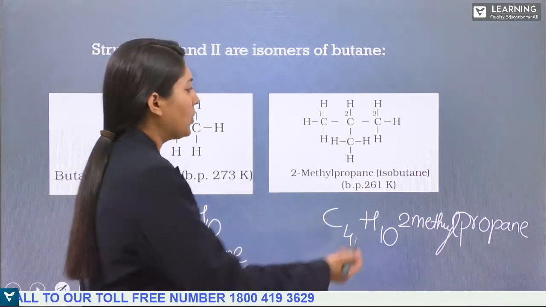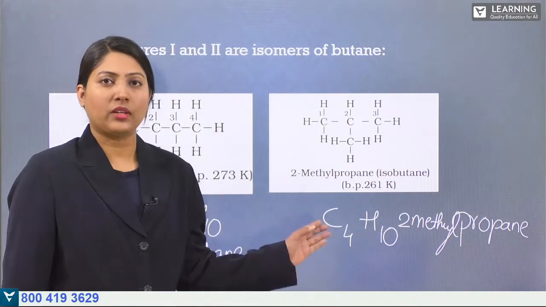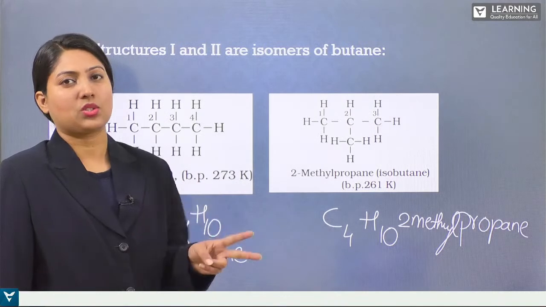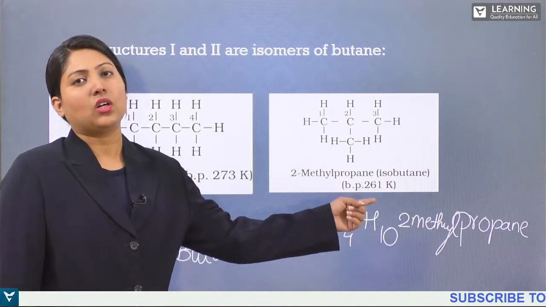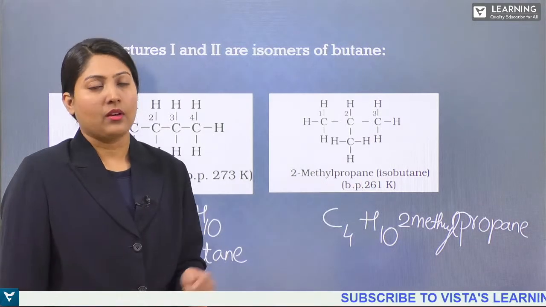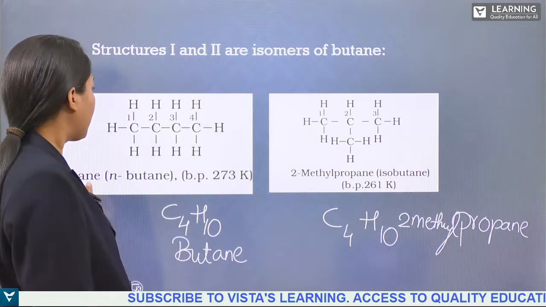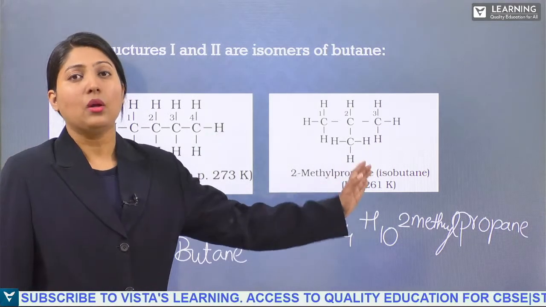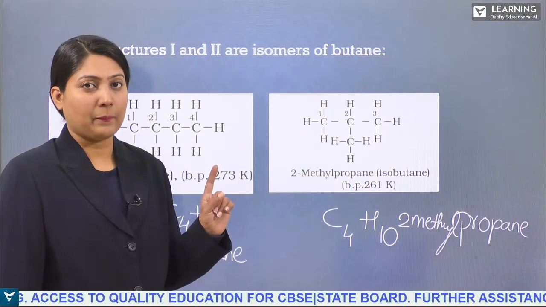In common name, you can call it isobutane. For butane we have only 2 structural isomers. One we call N-butane, the other isobutane. The IUPAC nomenclature here will be butane and 2-methyl propane. This is not called butane in the IUPAC name. Okay.